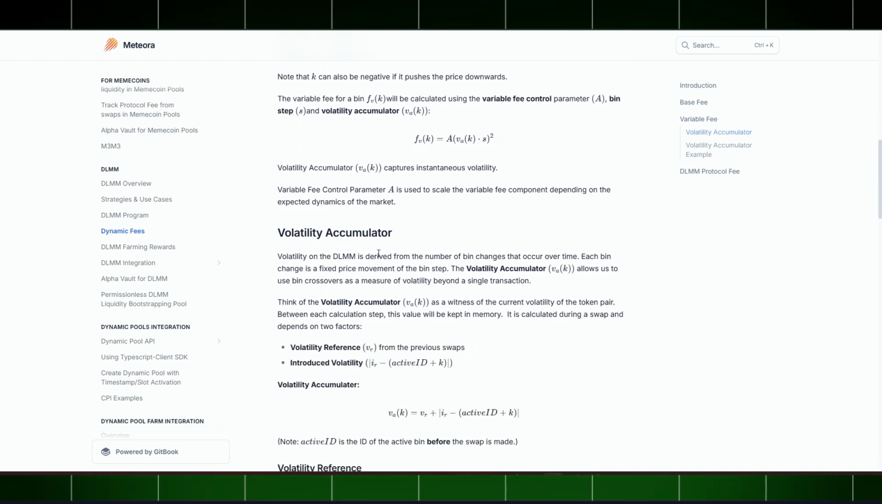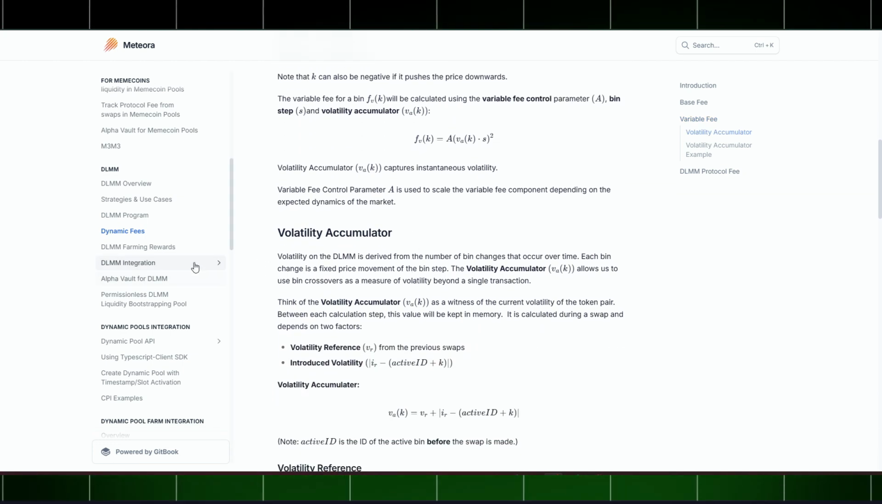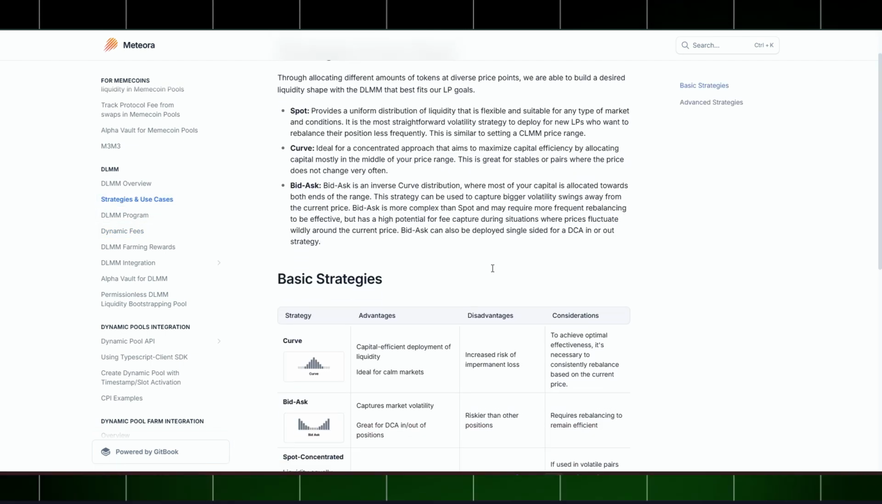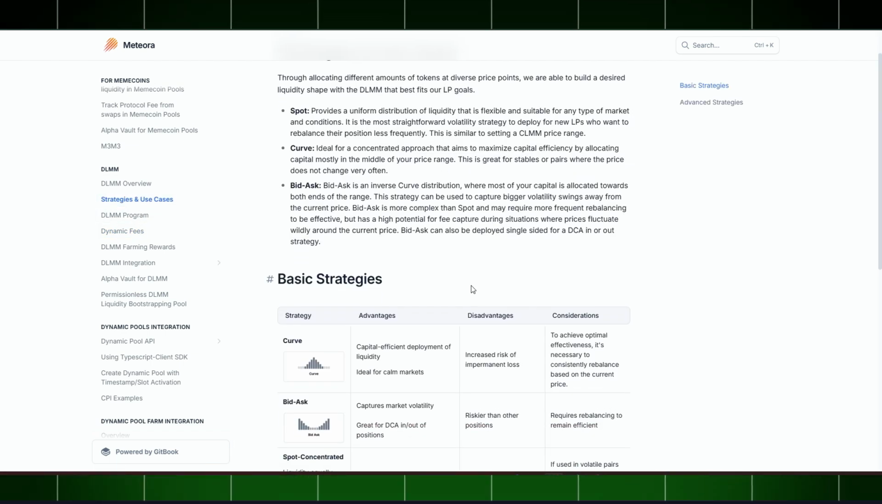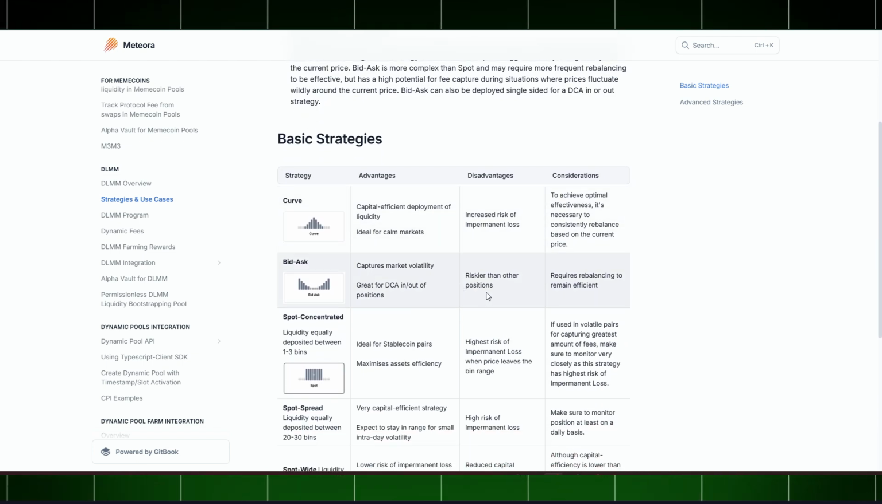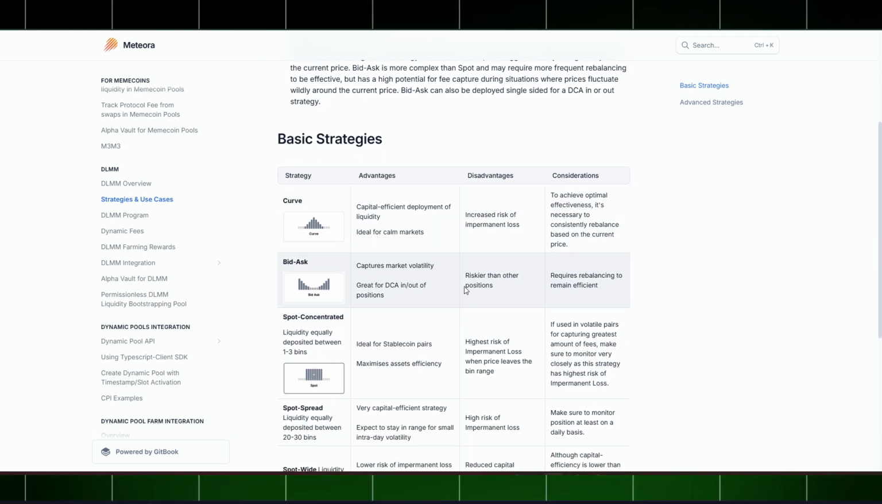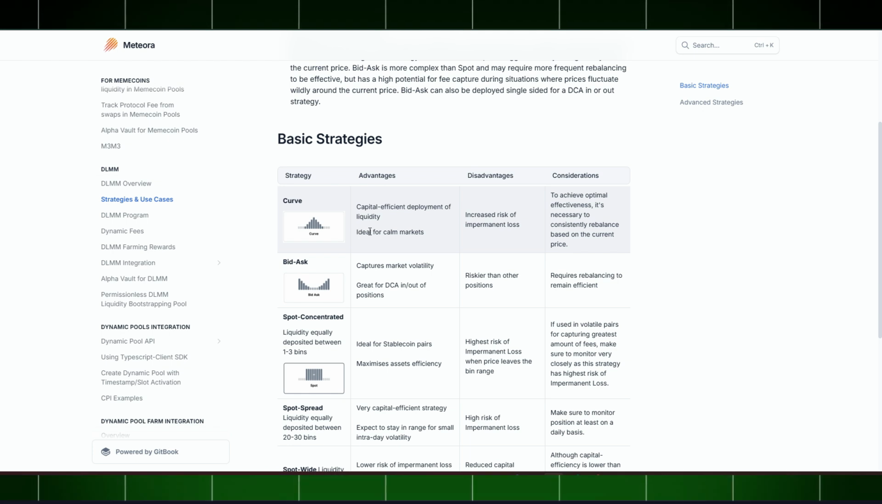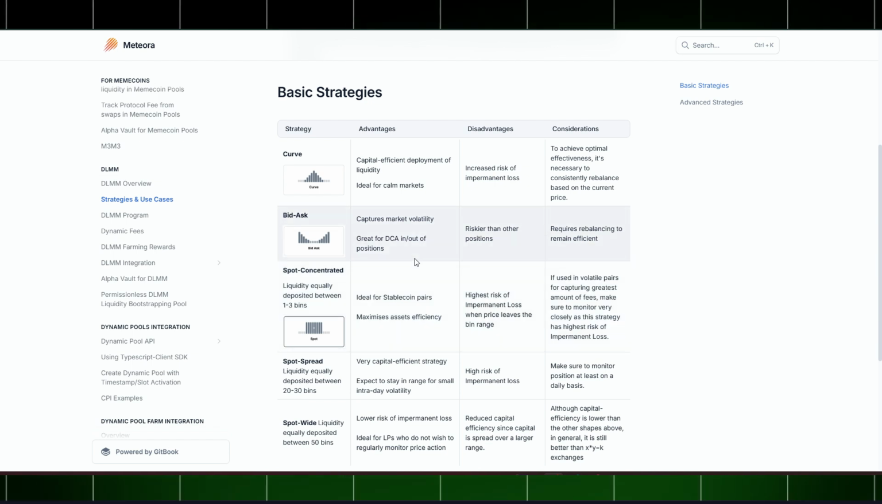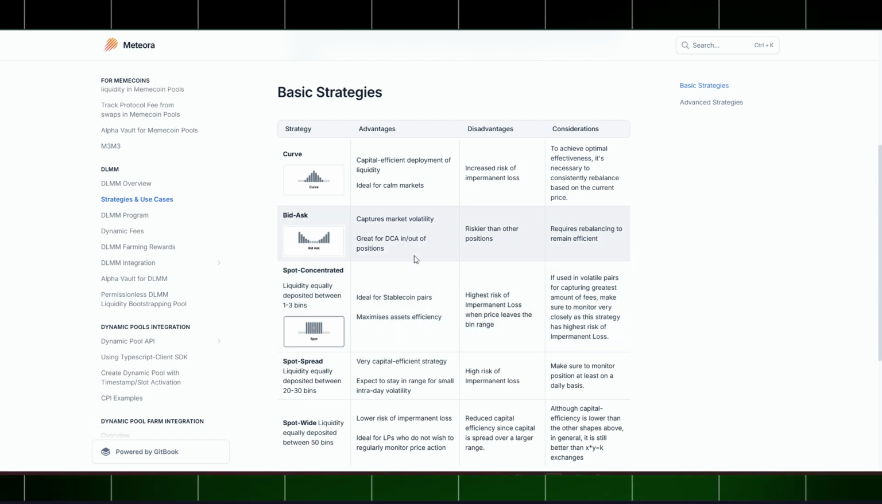So now let's explore the different liquidity shapes you can use with the DLMM. These shapes determine how your liquidity is distributed across the price bins. Spot provides a uniform distribution suitable for any market conditions. It's a versatile, risk-adjusted strategy similar to setting a CLMM price range.